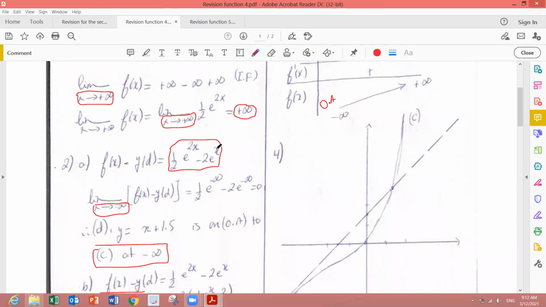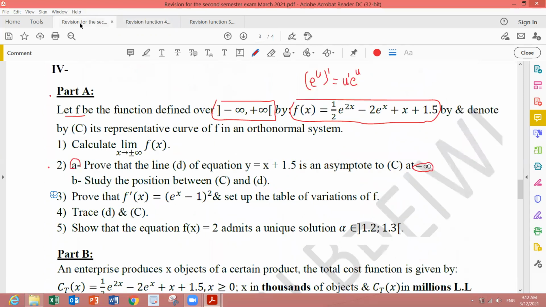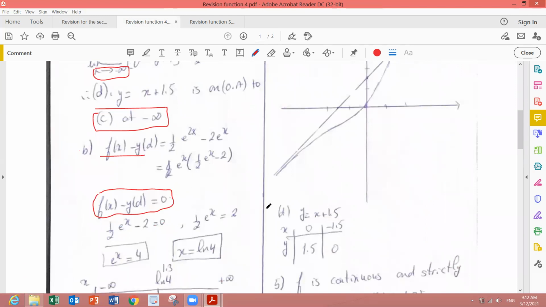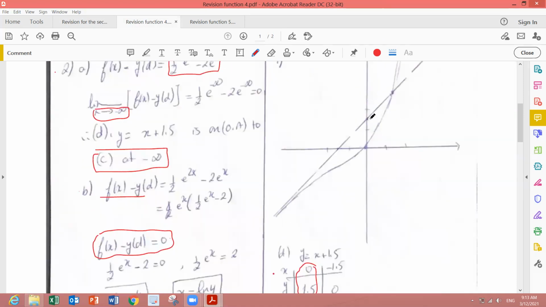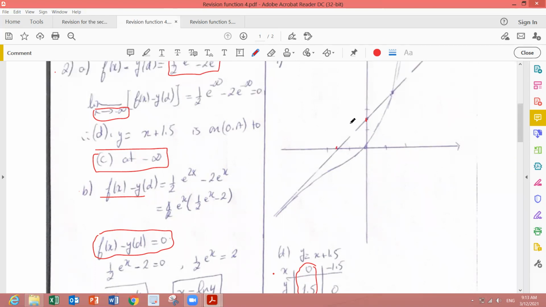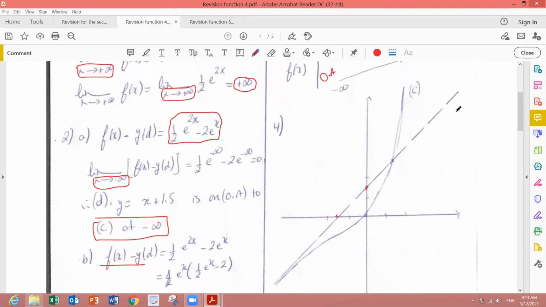Now part 4. To draw the curve, it is required to trace D and C. To trace D, the line D of equation y equals x plus 1.5: for x equal to 0, y equals 1.5, and for x equal to minus 1.5, y equals 0. This is the oblique asymptote. I draw the oblique asymptote, which is D.